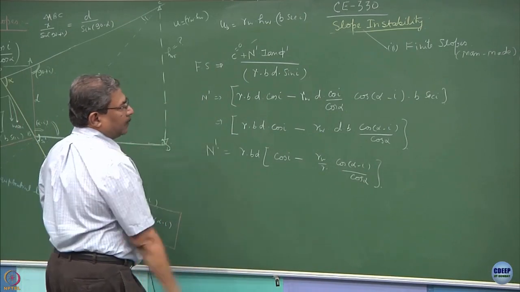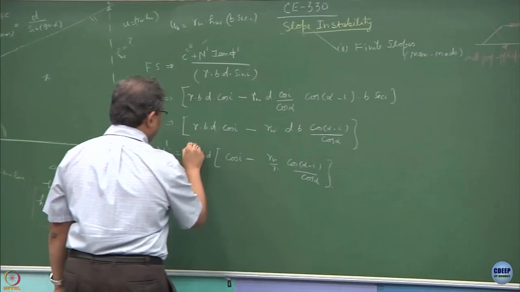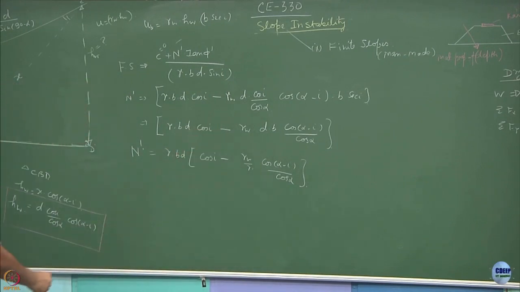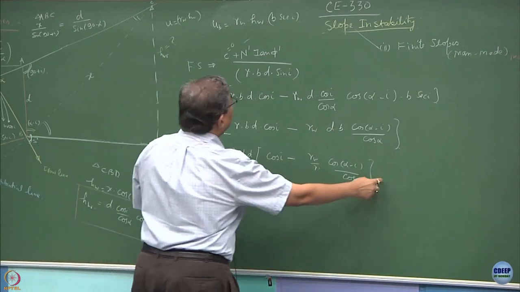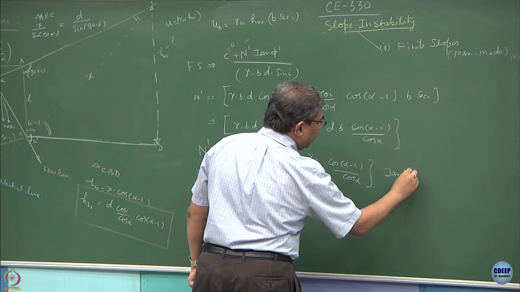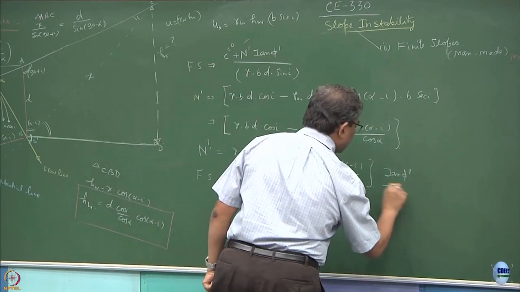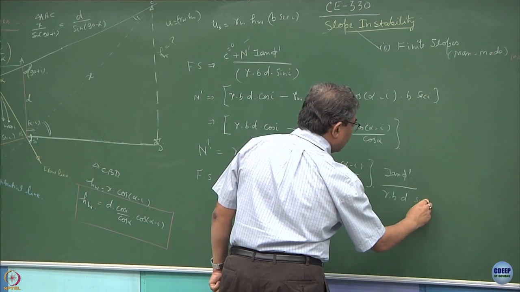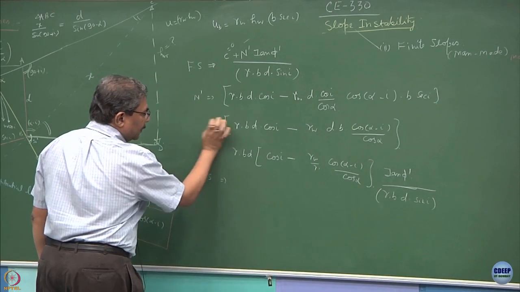So, what is the factor of safety term? If I define this as, now I will substitute straight away, I think you can realize this. The factor of safety term will be equal to this term multiplied by tan phi prime. And what is coming in the denominator? Gamma B D into sin i. So, this becomes the factor of safety term.